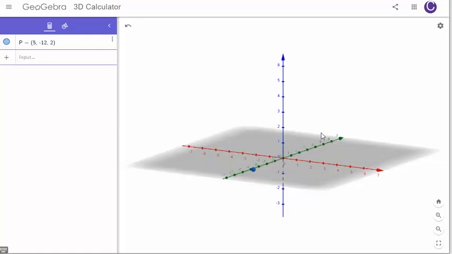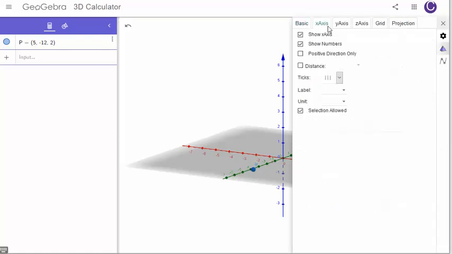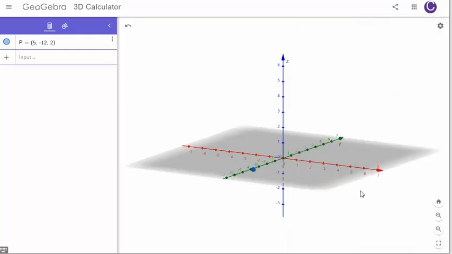axis. So I'm going to go to the settings up here, and let's go to settings here: x-axis, label x; y-axis, label y; and z-axis, label z. Close that. Okay, now I can see what's happening.